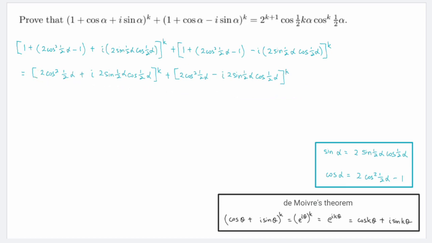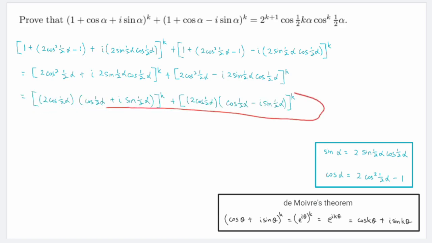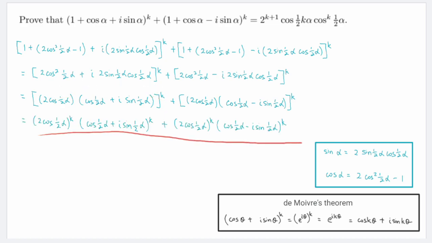Now, before we continue any further, I think it's a very good idea that we try to factor out some of the common factors here. Now, we can see that for every single term, there's a common factor of 2. And not only that, there's also a common factor of cos half alpha. So for both brackets over here, let us try to factor out 2 cos half alpha so that we can get something like this, where we can further put the power into every single bracket, and we can finally get something like this.